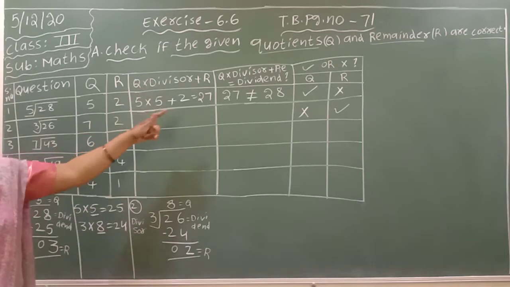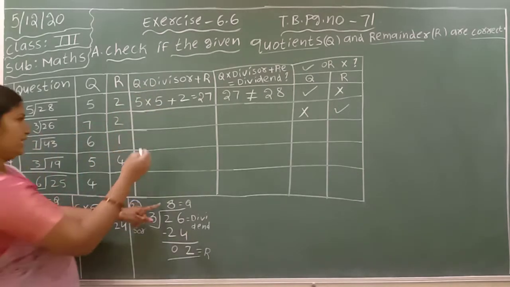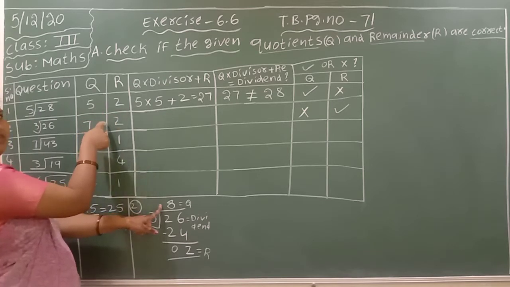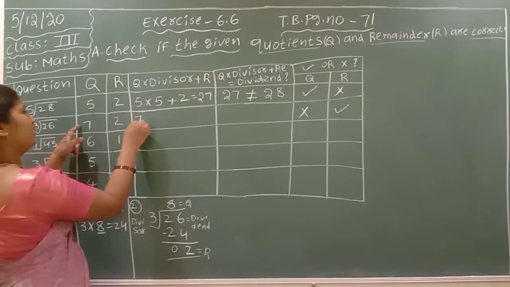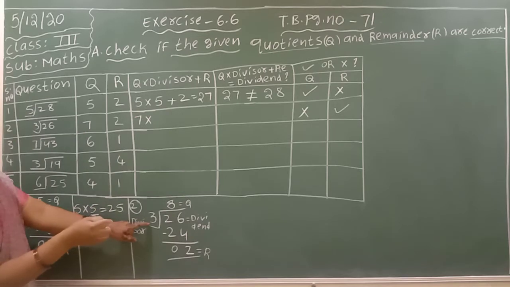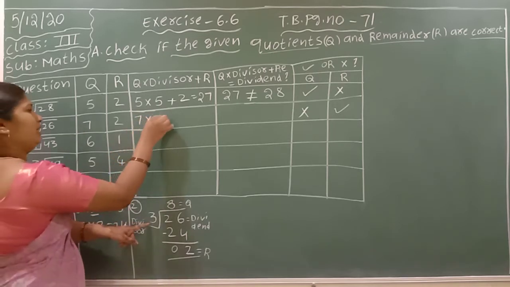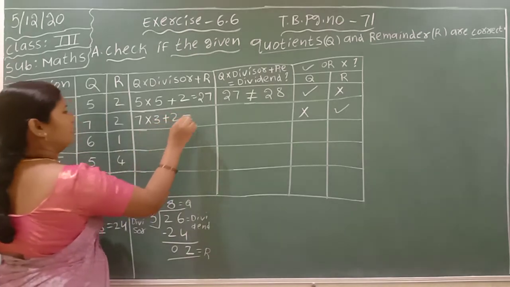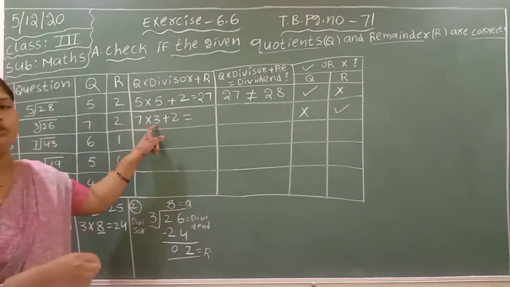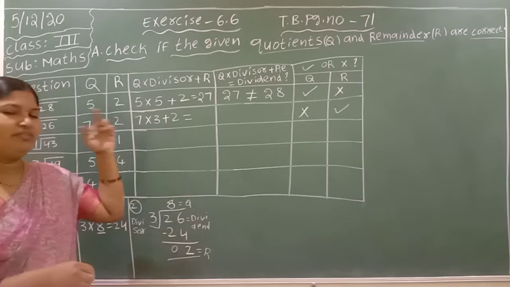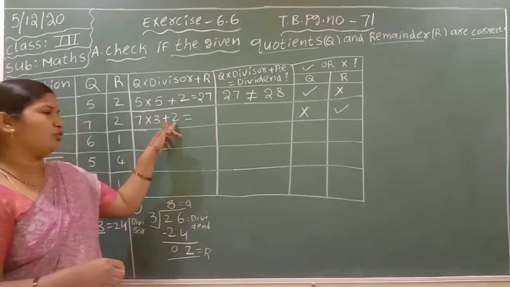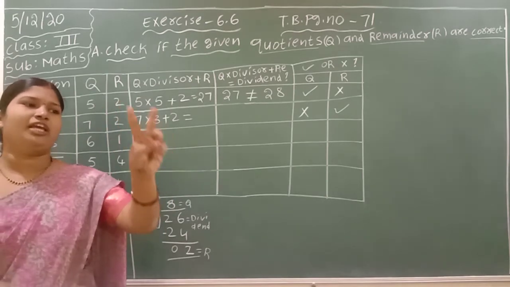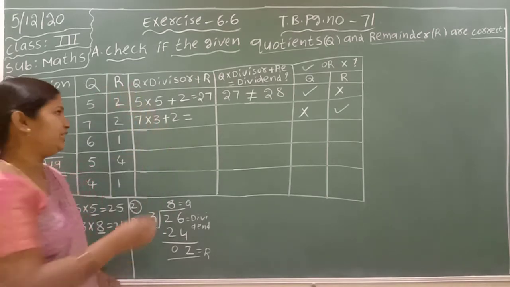Then you can do the multiplication. Quotient 8, but they gave 7. Whichever number they gave, that number you have to take. 7 into divisor 3 plus the remainder they gave, 2. Now 7 3s are 21. 21 in the mind. 21 plus 2. 21 in the mind, take 2 fingers. 21, after that 22, 23.